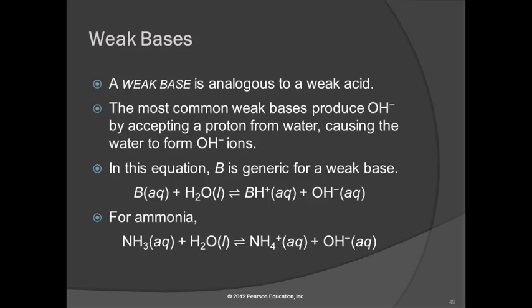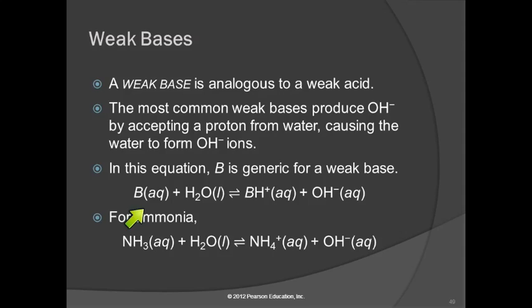Weak bases are analogous to weak acids. They do not ionize completely. There are not nearly as many of them. Really, I think the only one we're going to run into is ammonia. The most common ones produce hydroxide not because they have hydroxide ions in their formula, but because they accept a proton from water. And because water's donating the proton, then it becomes hydroxide, and that's how they produce hydroxide ions.